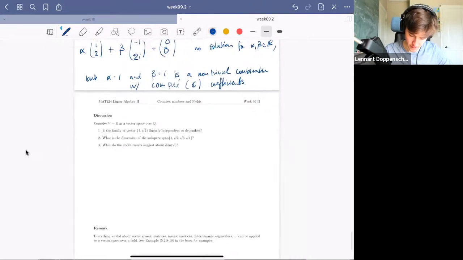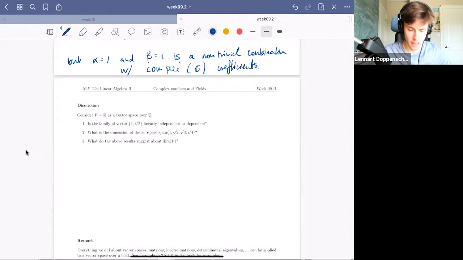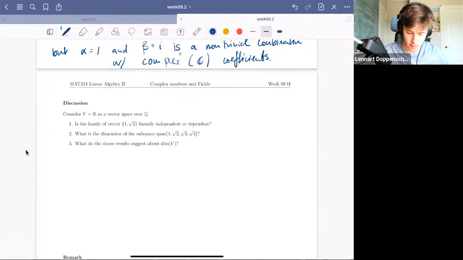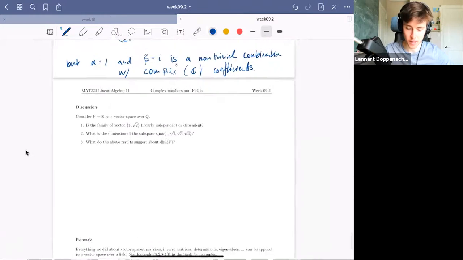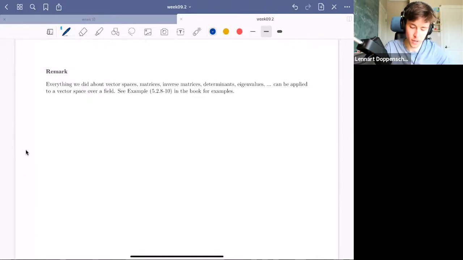Okay, there don't seem to be any questions. Let me skip this discussion and just point out that this is another instance where the field matters. It's a very interesting example, but the same takeaway. And then this is a remark. So in the book, where we have examples 5.2, 5.9, and 5.10.